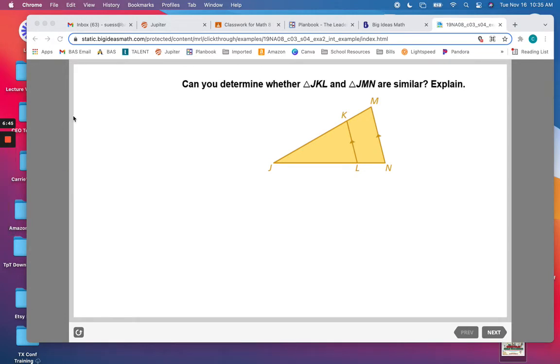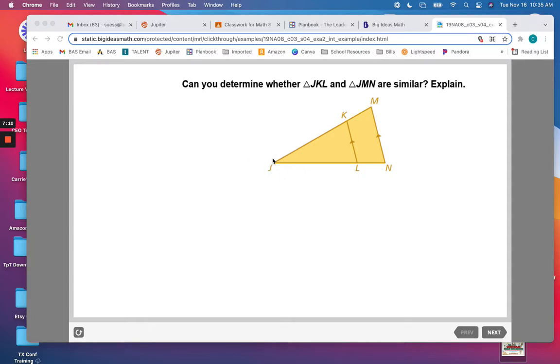Can you determine whether triangle JKL, this is the smaller one, and JMN are similar? What are we looking for when we're comparing similarities in triangles? Angles. How many? Two congruent angles. Is there any congruent angles within these? Well, J would be congruent to itself, wouldn't it? Yes. So there's one.